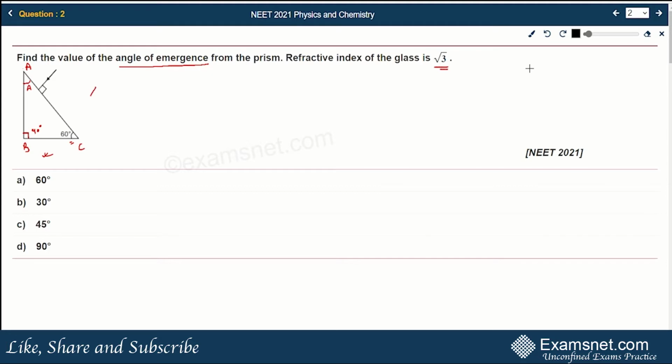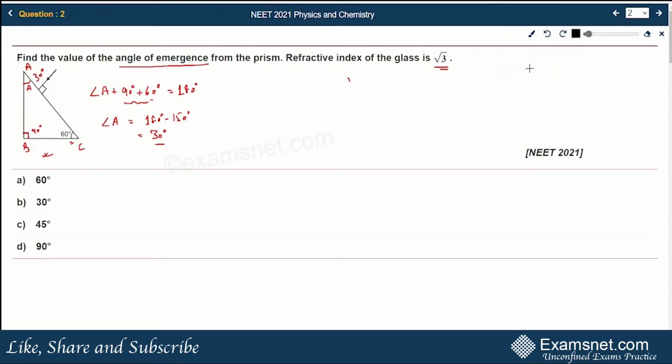We know that the sum of all the angles in a triangle is equal to 180 degree, right? Therefore, angle A plus angle B, that is 90 degree, plus angle C, that is 60 degree, will be equal to 180 degree. And the sum of 90 degree and 60 degree will be 150 degree. Therefore, angle A will come out to be 180 degree minus 150 degree, that is equal to 30 degree. So now we know that angle A is equal to 30 degree.